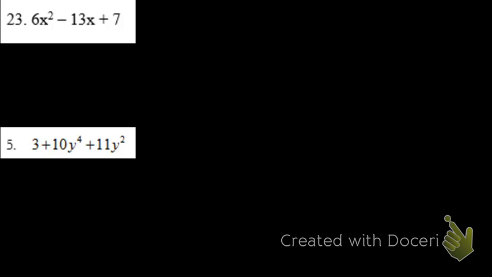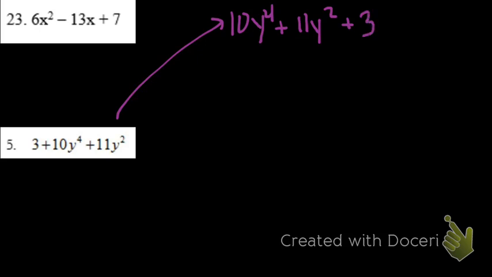This one over here, we can use the same method. So we want to put it in standard form first. So we're going to write it as 10y to the 4th plus 11y squared plus 3. Now you might be asking yourself, this isn't a quadratic, and it isn't, but you can treat it just like a quadratic.